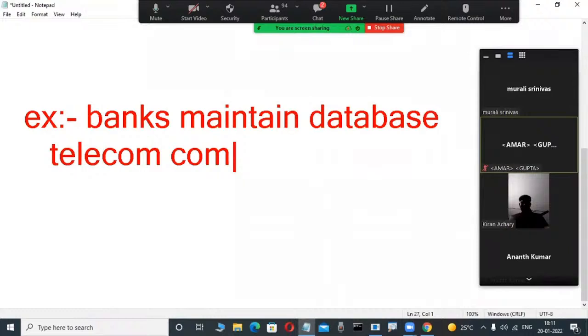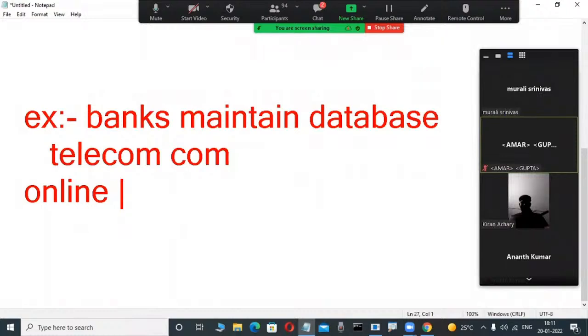Suppose nowadays so many people are purchasing items through online portals like Flipkart and Amazon. Those shopping portals also maintain databases. Because when you purchase an item, how is the order number generated? Some database application is there, through the auto increment concept only.